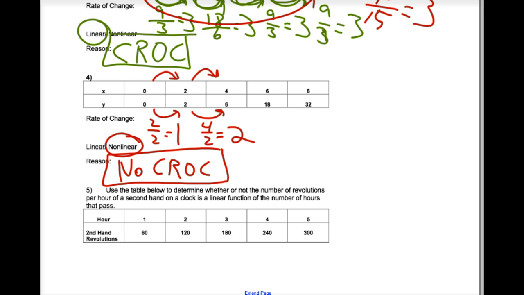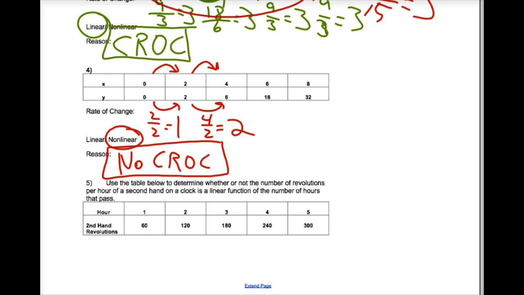All right. Number 5. Use the table below to determine whether or not the number of revolutions. You guys know what a revolution is? A turn. Everybody put your little finger up in the air. This is a revolution. Start at the top and go 1 revolution. That means start at the top and end up at the top. Do 2 revolutions. 1, 2. That's a revolution. Okay? Determine whether the number of revolutions per hour of a second hand on the clock is a linear function of the number of hours that pass.